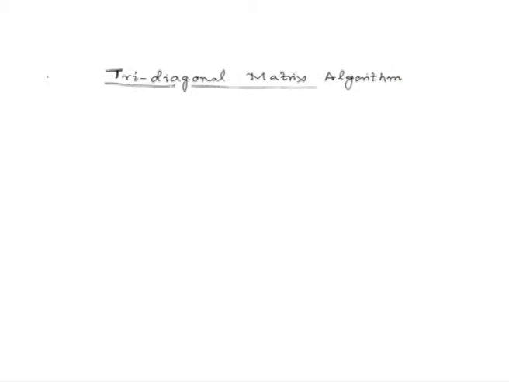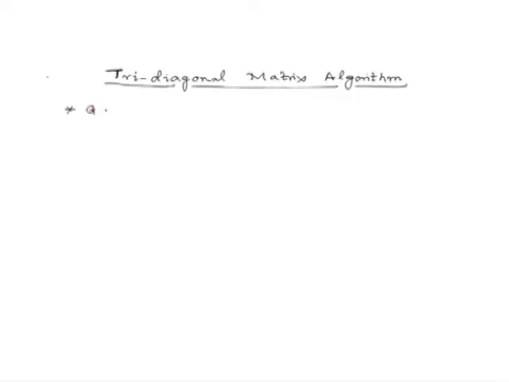And this particular algorithm is just a special case of Gaussian elimination. In fact, it is just the Gaussian elimination applied to our current situation. So it is essentially the Gauss elimination procedure applied to tri-diagonal systems.